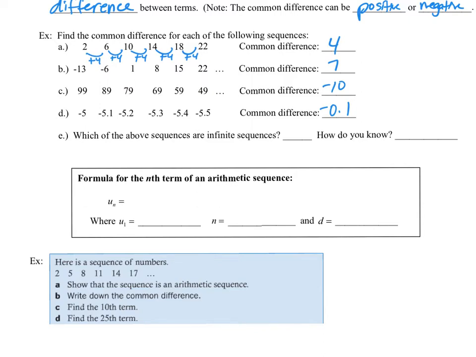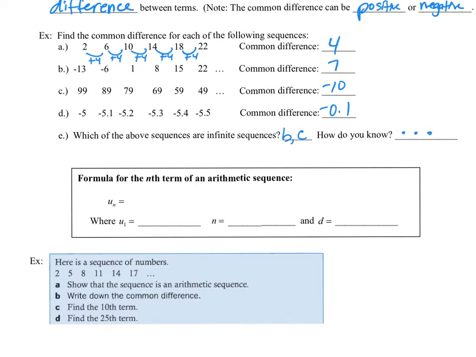Letter E asks us, which of the above sequences are infinite sequences? Well, if you look at the four examples, B and C are infinite sequences. So we're going to say B and C. And how do we know this? We know that they are infinite sequences because of this dot, dot, dot. That says that this sequence would continue on forever. Whereas notice A and D don't have the dot, dot, dot, so therefore those are finite sequences. So how do we know that infinite sequences are infinite? Just look for the dot, dot, dot.